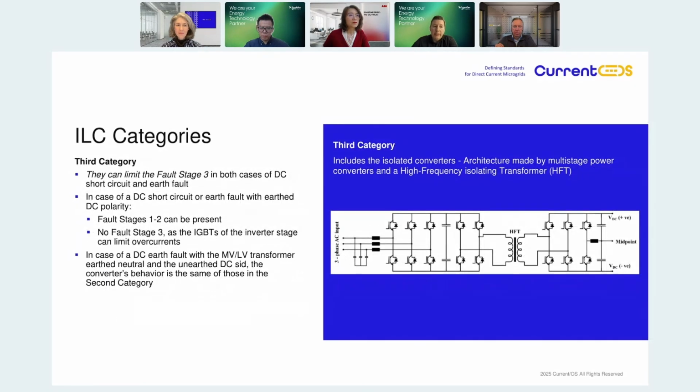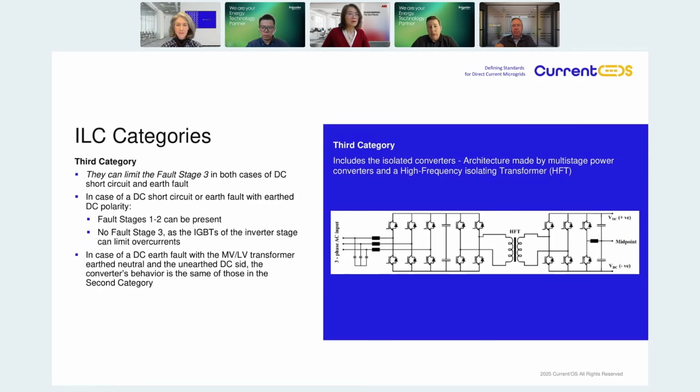Last but not least, the third category basically includes isolated converters with an internal high frequency transformer. In this case, we're able to limit the contribution coming from the AC grid, so fault stage 3, in both cases of short circuit and earth fault. In case of a DC short circuit or earth fault with a DC polarity, fault stages 1 and 2 can be present. So the transient phenomena can still be present, even if we have an isolated converter.